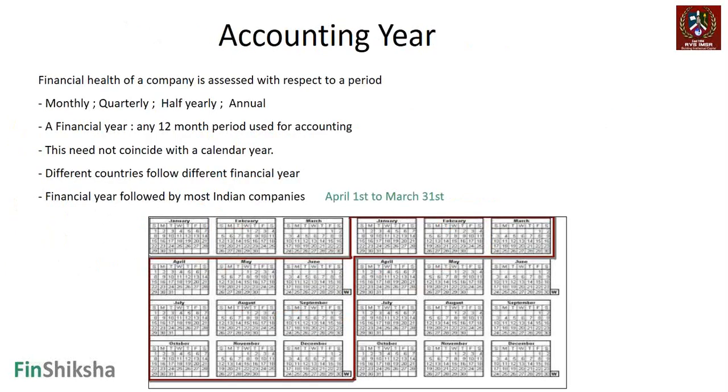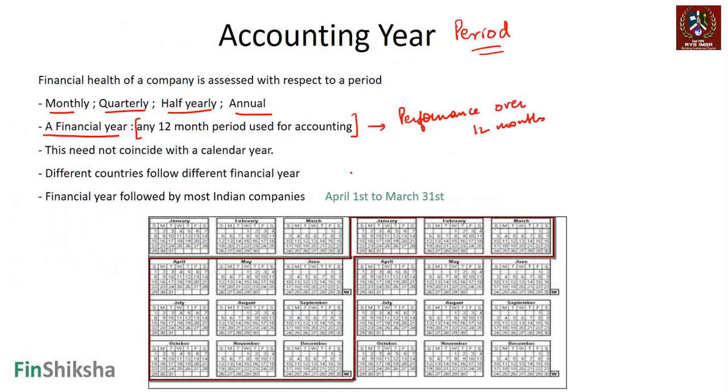Now, when we look at the concept of the accounting year, the period we look at could be monthly, quarterly meaning 3 months, half yearly meaning 6 months, or annual, which is 12 months. There is a term used for this: a financial year is any 12-month period used for accounting. Typically, you consider the performance of the company over 12 months, and that is called the financial year.